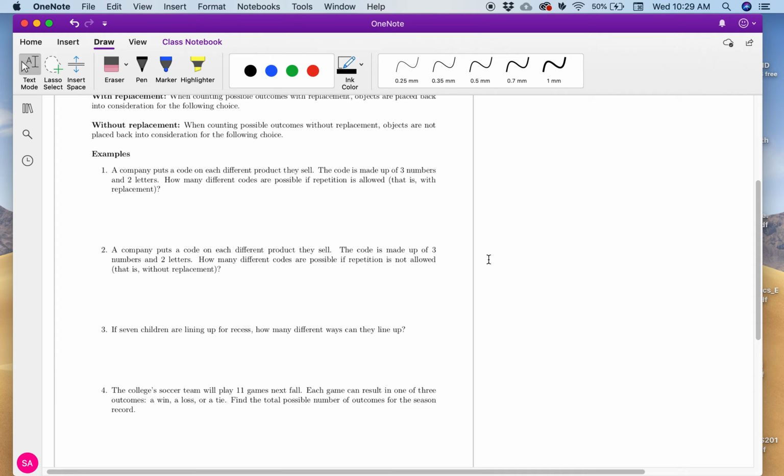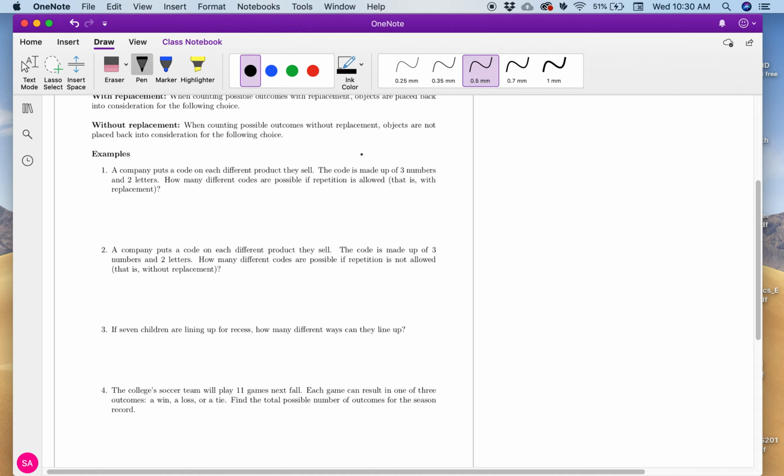So let's get started. Example number 1. A company puts a code on each different product they sell. The code is made up of 3 numbers and 2 letters. How many different codes are possible if repetition is allowed? That is, with replacement. So another way we can say with replacement is repetition is allowed. All right, so how can we figure this out? There's going to be a lot of different codes, right? But what's the exact number?